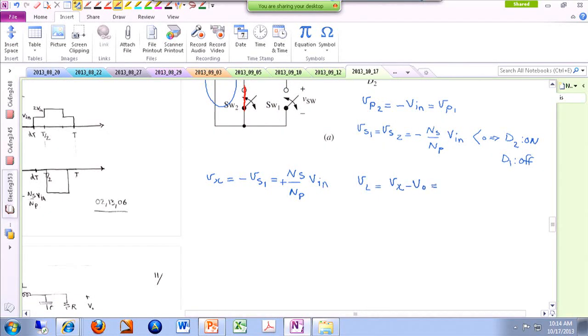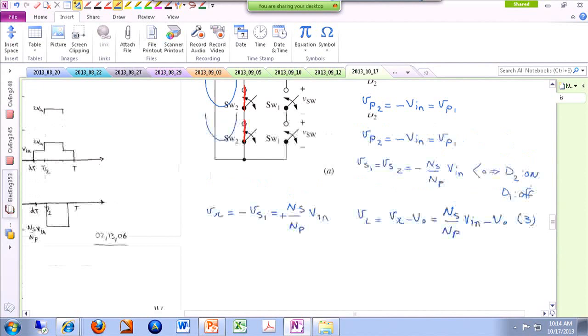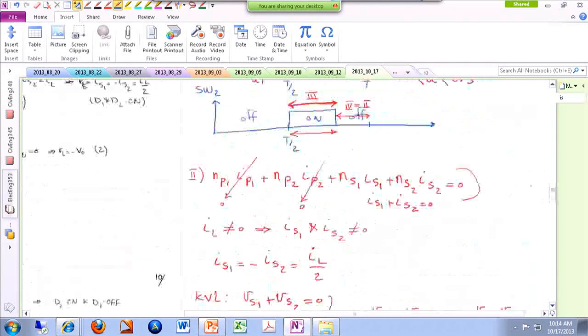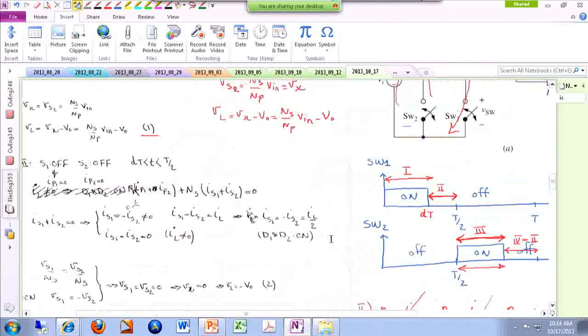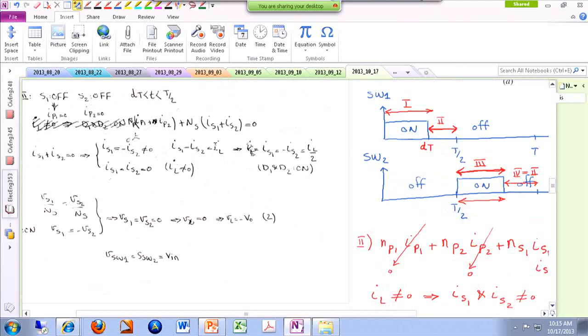VL is Vx minus Vout. So this is actually the same as what we had in the first mode. So this is equation number 3, and if you compare it with equation number 1, they are basically the same. Here's the equation that we had for the first mode. So from the standpoint of the output circuit, the first mode and the third mode are basically the same. Both of them are providing a Vx that is positive, and it is actually energizing the inductor.